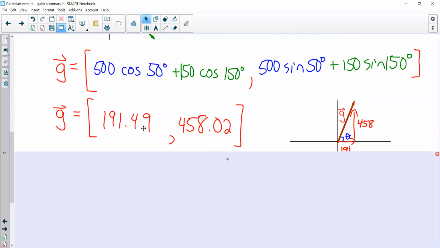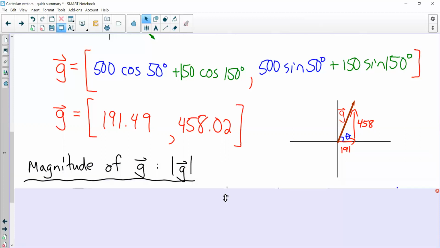So think of this component form as almost like on a Cartesian plane. So you would have to travel 191.49 units horizontally and then 458 vertically. So that's what I'm diagramming here on the Cartesian plane. Approximately 191 to the right and 458 up. So there's your ground velocity vector. Does that give me a magnitude of the actual diagonal line in the diagram? No, it doesn't. How do we find that magnitude?